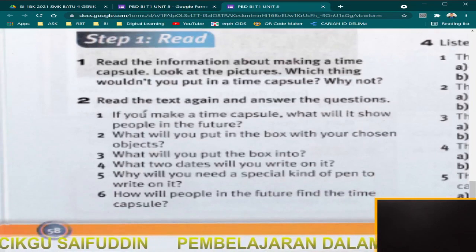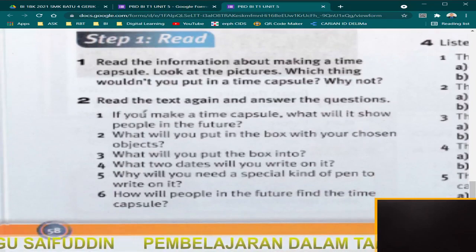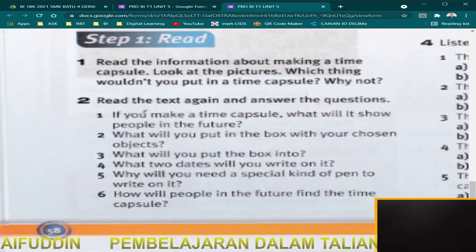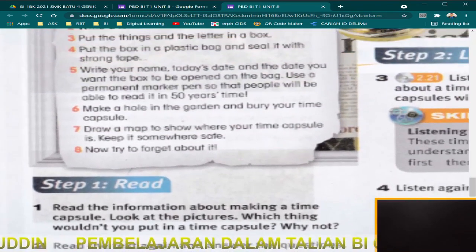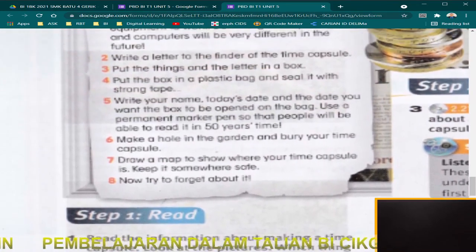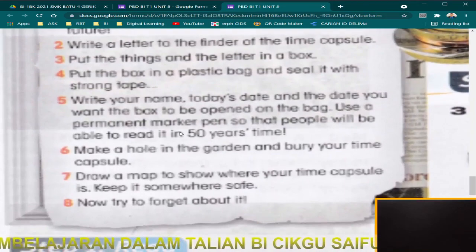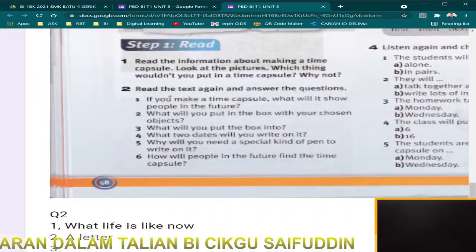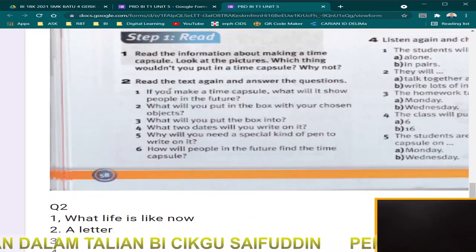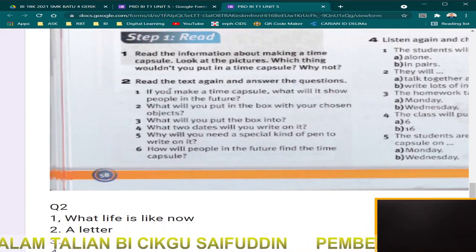Number 5, why will you need a special kind of pen to write on it? Okay, kenapa perlukan pen yang special? Because you use a permanent marker so that people will be able to read it in 50 years time. Okay, boleh dibaca walaupun telah dibuka pada masa yang lama. So I need you to answer all the questions by yourself.